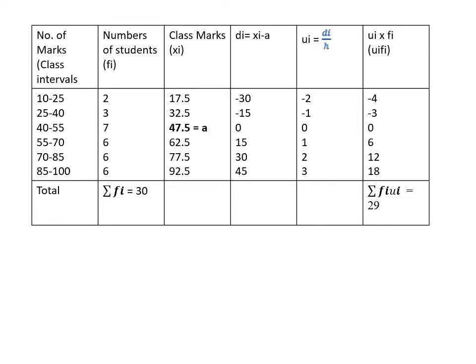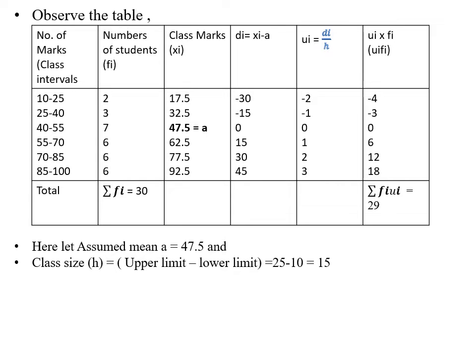Now here again we have to assume a mean, and that assumed mean we have to take from the class marks, somewhere in the center. Here I have taken 47.5. You can take it as 62.5, no problem, your answer will be the same. Now here again we have to take the class size h, that is upper limit minus lower limit. So the upper limit is 25 minus 10, the lower limit, the answer is 15.